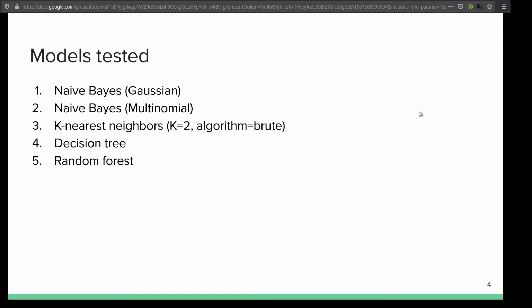We tested 5 different models and their applicability for this project: a Gaussian naive Bayes, a multinomial naive Bayes, KNN, a decision tree, and a random forest. For the KNN algorithm, obviously fake and real news, that's a K cluster of 2, and we used the brute force algorithm because it performed the best.